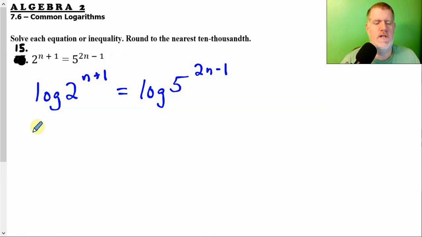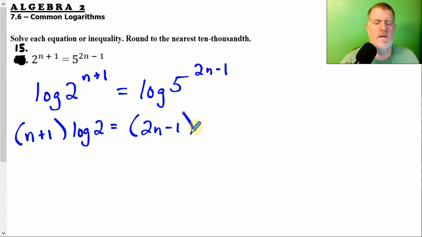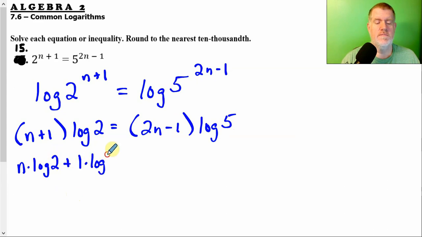What do the exponents do? They come down in front. Now, what do you think? I think the easiest thing to do is to distribute all this stuff through. Multiply the log of 2 by n, and multiply the log of 2 by 1. Okay, same thing with this side.